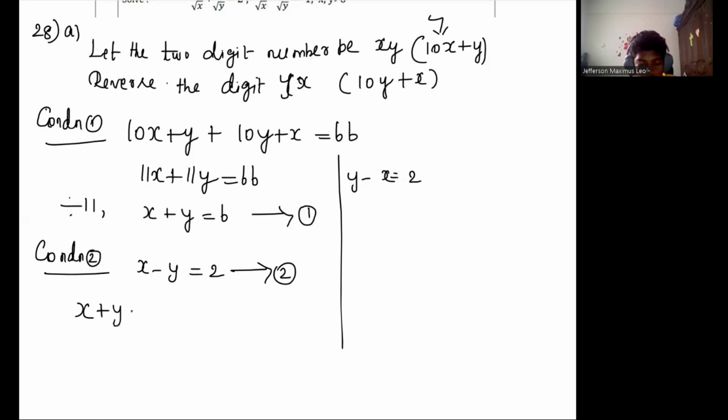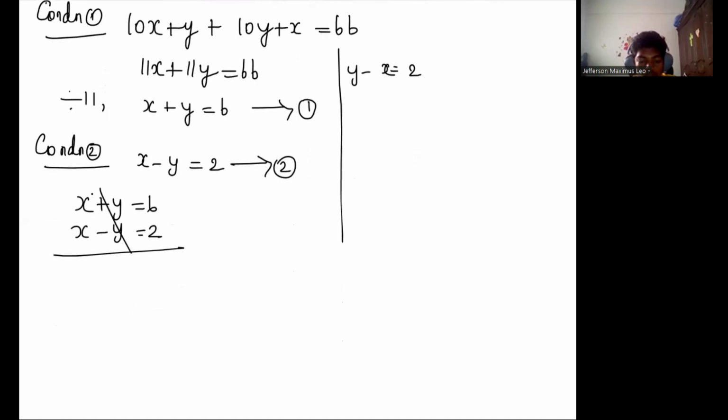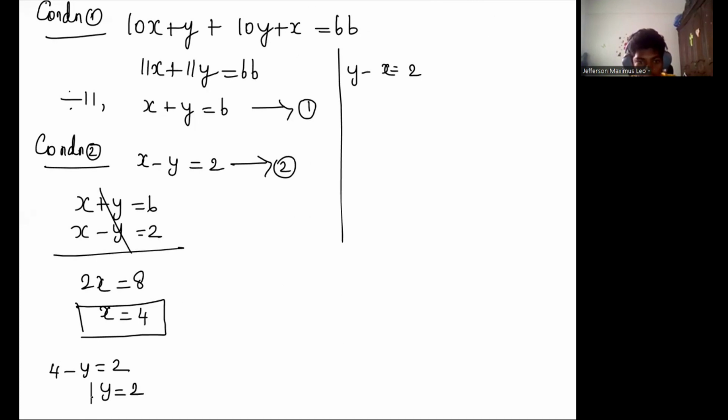Now solving 1 and 2. x plus y is equal to 6, x minus y is equal to 2. The y terms get cancelled. Add these up: x plus x is 2x, equal to 8. So x is equal to 4, and substituting x equals 4 in equation 1 or 2, 4 minus y is equal to 2, so y is equal to 2. We'll come back to the next case.